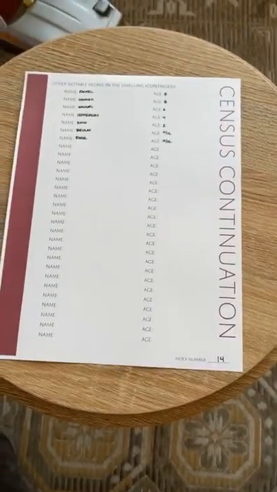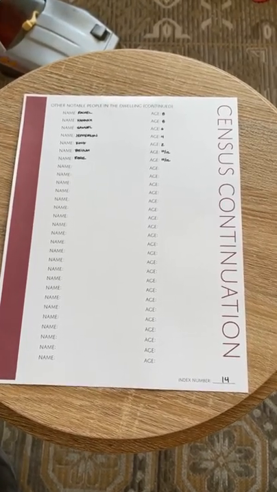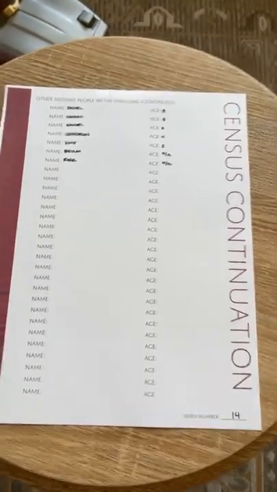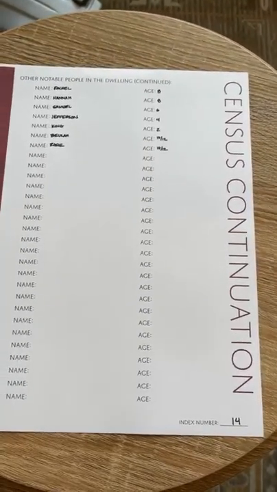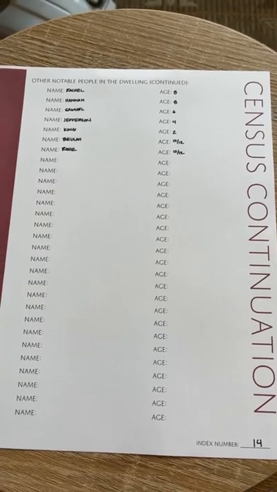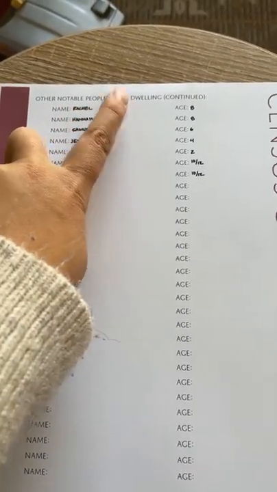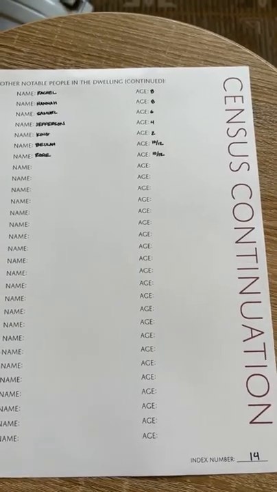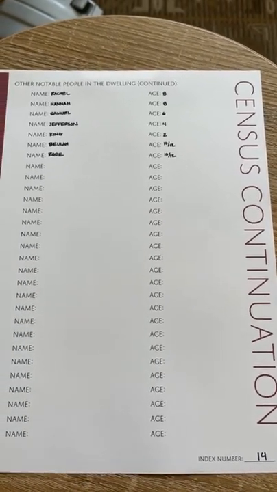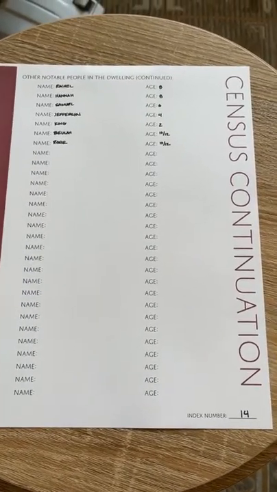Okay, so the first page in the new census supplement bundle is the census continuation page. This is the one that is very self-explanatory. At the bottom of the census pages, I've got this field, other notable people in the dwelling. That is based off of the language that I use for the U.S. Census, but all of these pages could be used for any census.